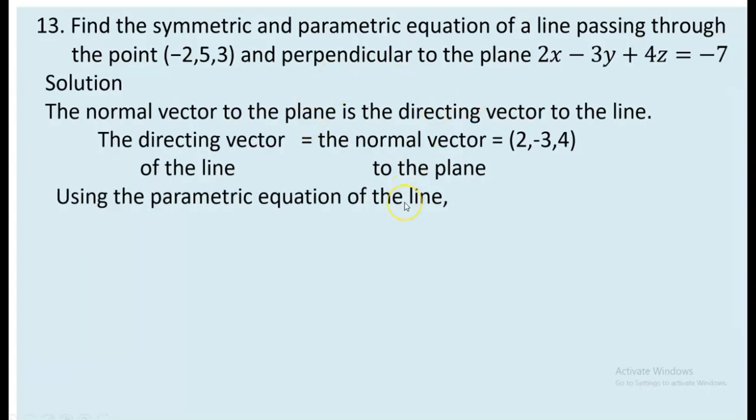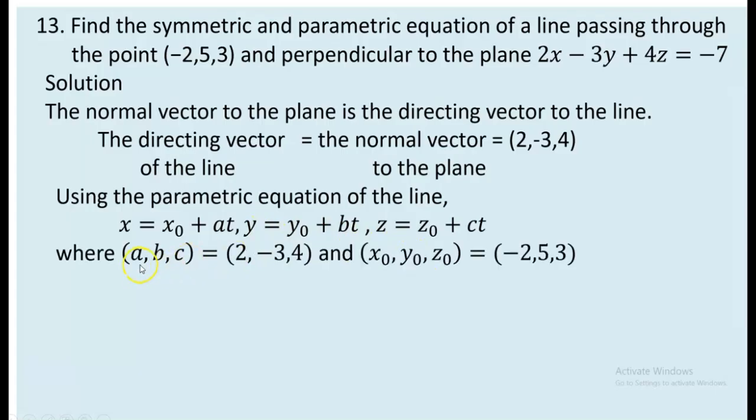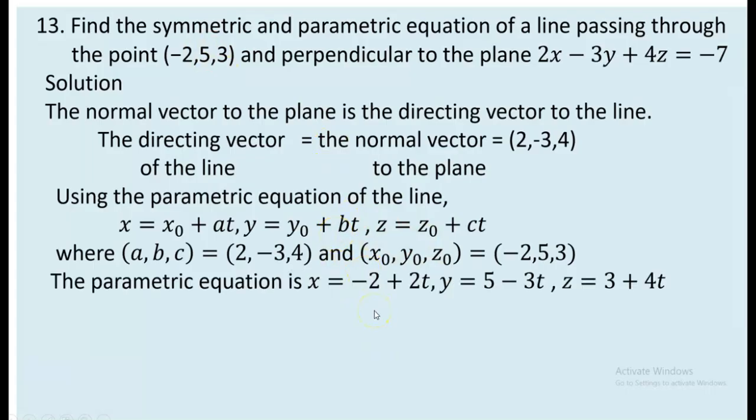So using the parametric equation of the line, as we derived in the classroom, this is x = x naught + at, y = y naught + bt, and z = z naught + ct, where a, b, c represent the components of the directing vector, and x naught, y naught, z naught are the components of an arbitrary point on the line. So, as I said earlier, you can now take a, b, c to be the components of the vector (2, -3, 4), and for x naught, y naught, z naught, you are free to take (-2, 5, 3). So substituting this in place of this equation, one can get this one. So this is going to be what? The parametric equation of the line. We call this parametric because the parameter t is used.